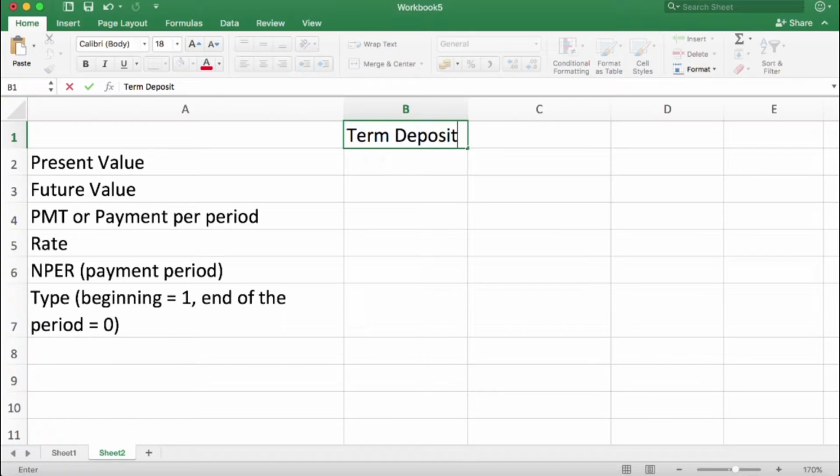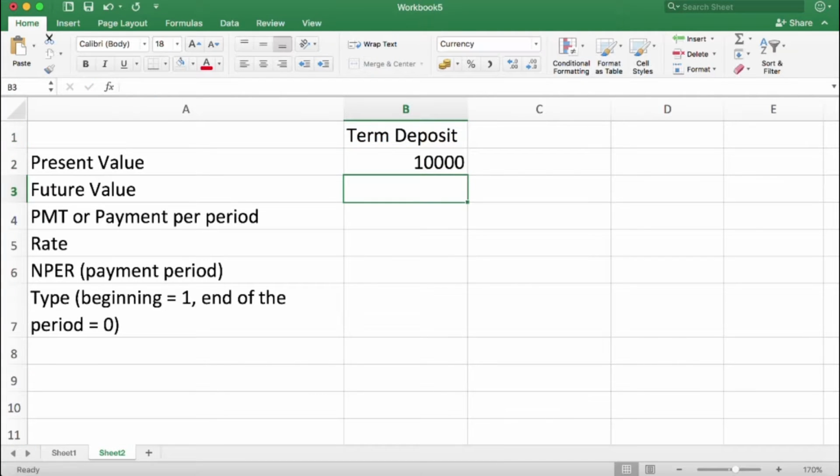So our first question is a term deposit. We are investing 10,000 today, and future value is what we want to know. PMT, or payment per period, is not applicable. Therefore, we'll put 0 or just leave it blank. Rate is 8%. NPER, or the number of payment periods, is 5 years. Our investment is today and therefore type is equal to 1. Now we can find out the maturity value, or future value.